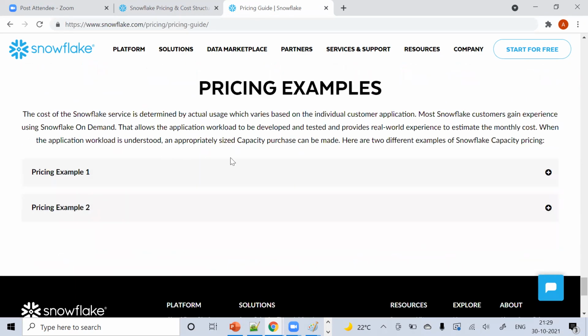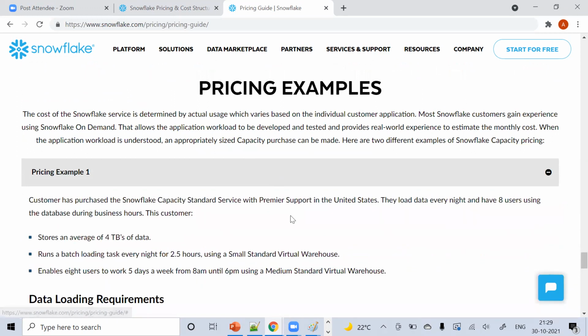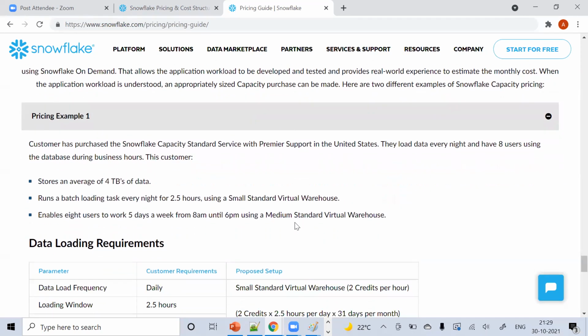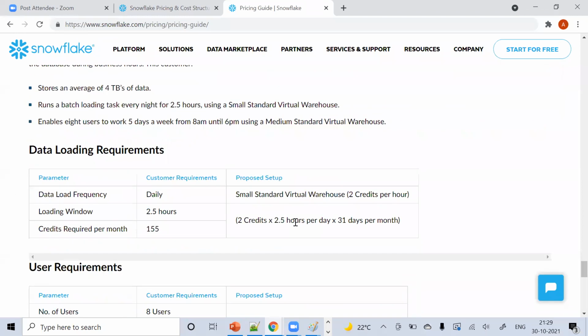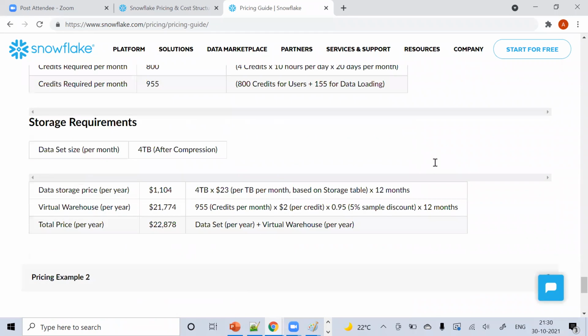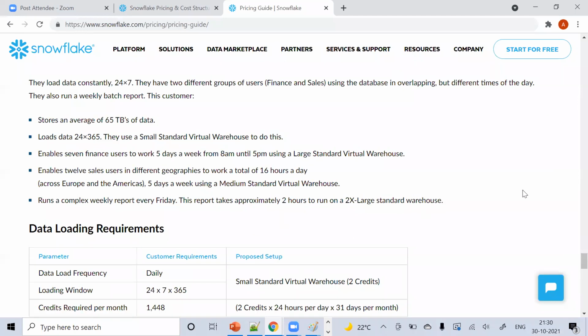Okay, so there are some pricing examples also given here. Although we did our own examples, you can just go and study these as well, like what it is doing. It will give you a good understanding of that. Two examples are given here.